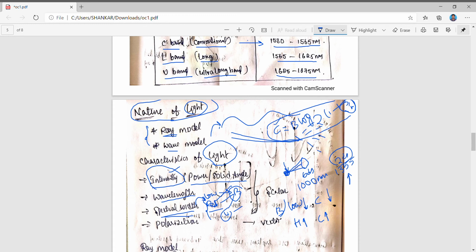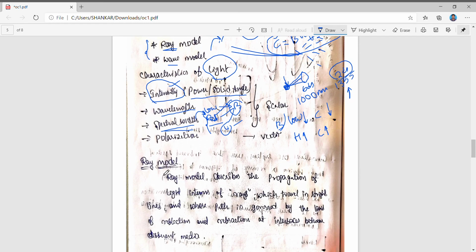Okay, next one is the polarization. Here polarization means there are different polarization models. It may be linear and circular polarization, or maybe elliptical polarization. There are different types of polarization: linear polarization, circular polarization and elliptical polarization.